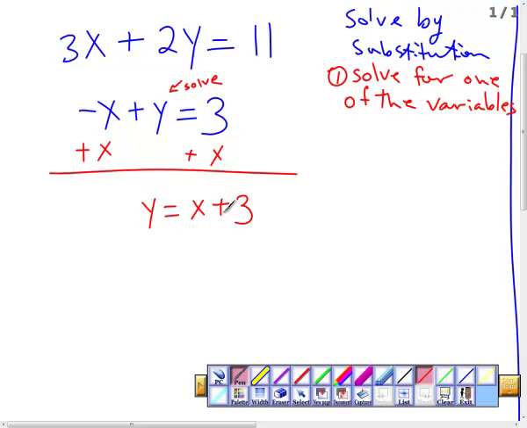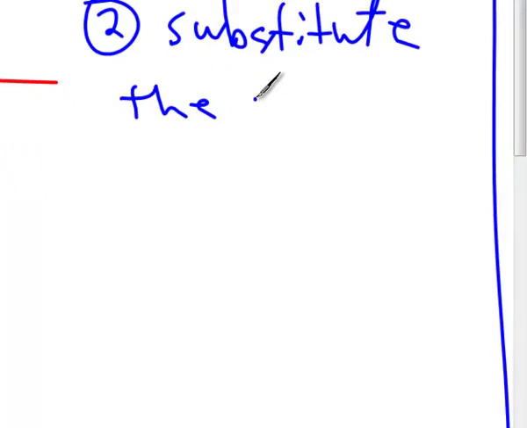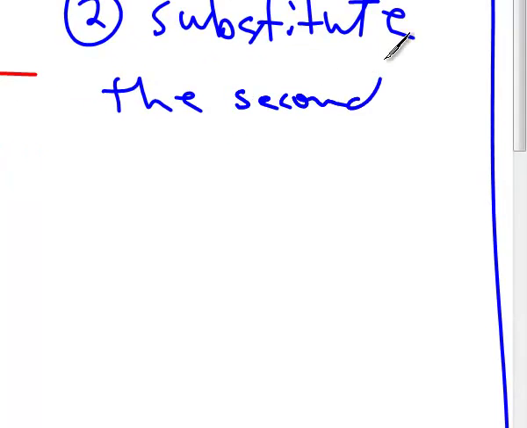Okay, so we solved for one of the variables, and now step 2, substitute. In this case, we're substituting the second equation into the first.